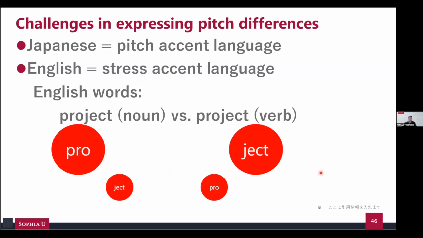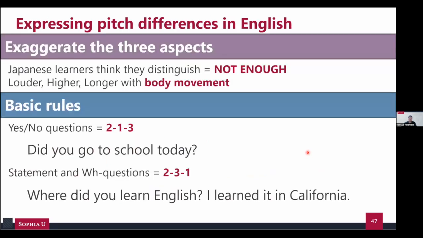In English, you have a similar distinction, but with a longer and louder syllable and a smaller, weaker one, like project versus project. So there is a length difference, a loudness difference, and also a pitch difference, high-low distinction. So you are using three elements to distinguish. Please exaggerate the three aspects, because it's not enough.